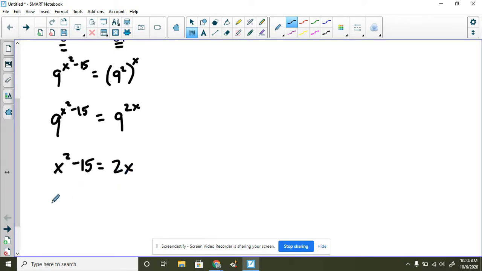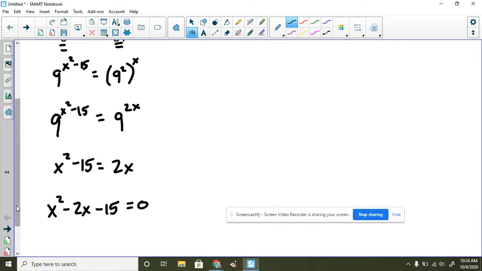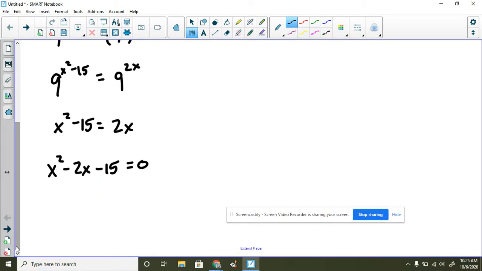So let's move 2x over to the other side because we solve quadratics by setting them equal to 0, right? And then we start trying to find the zeros of this equation, right? So what can you do? You can graph it and find the x-intercepts, okay? We can use the quadratic formula because it's quadratic. We can factor, right, using the zero product property.